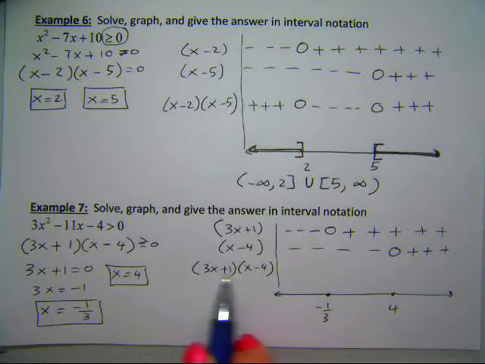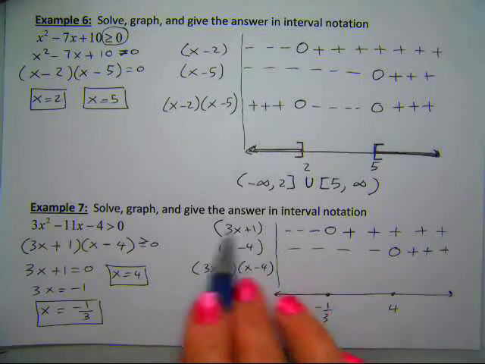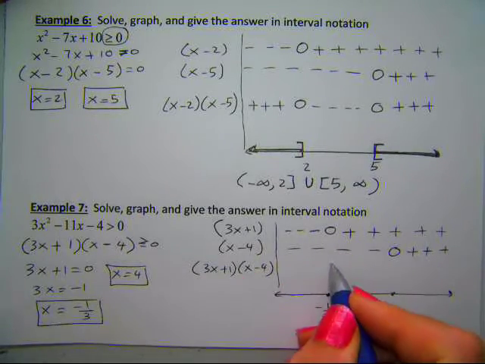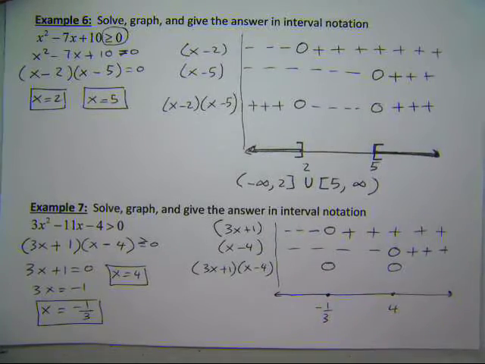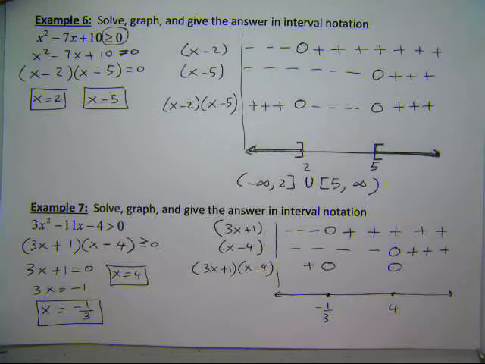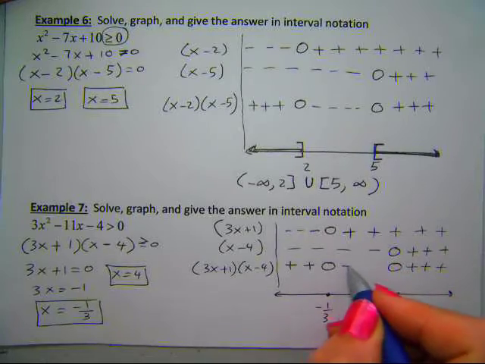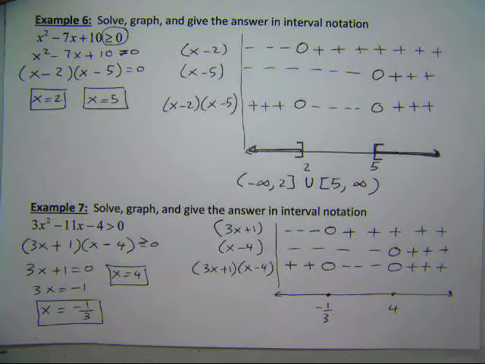Now the third line is the product of the two. So 0 is the product of this and this. 0 times anything is 0. Positive times negative, negative times negative is positive. Positive times positive is positive. When they are different, their product is negative.